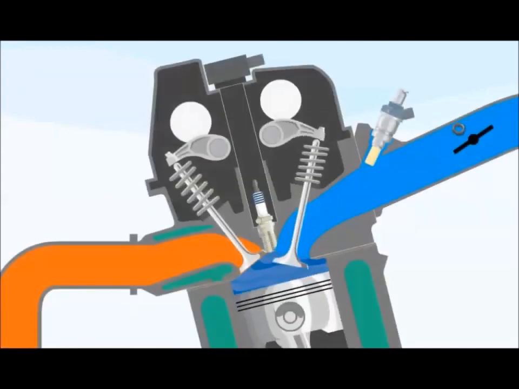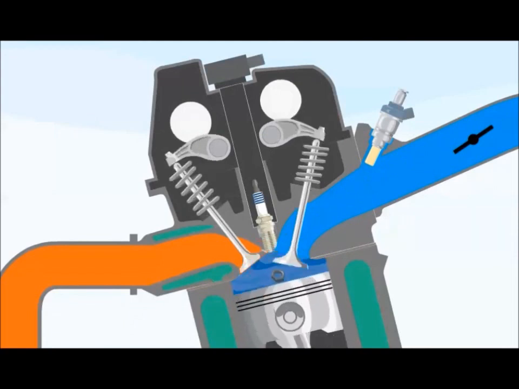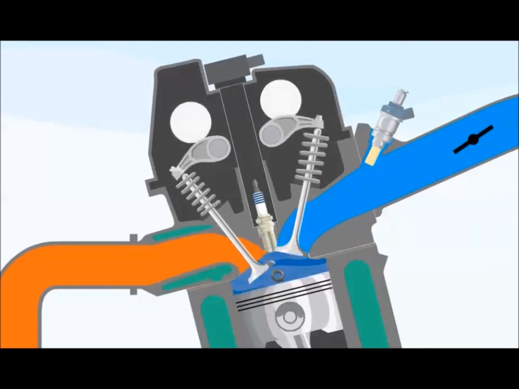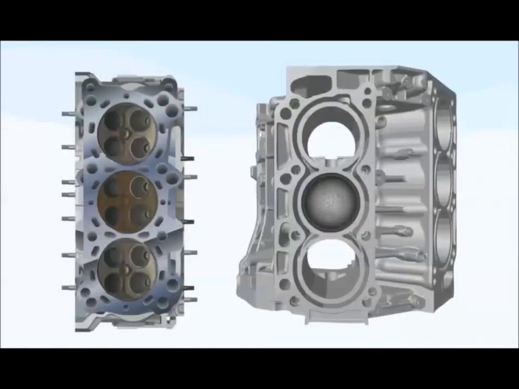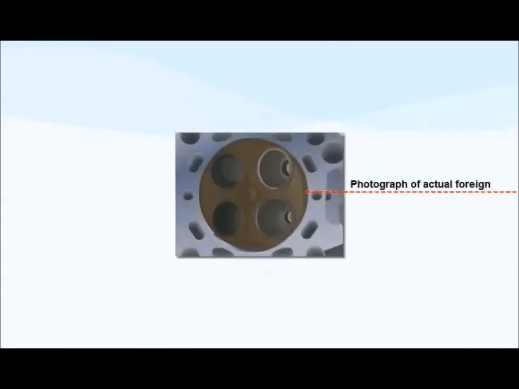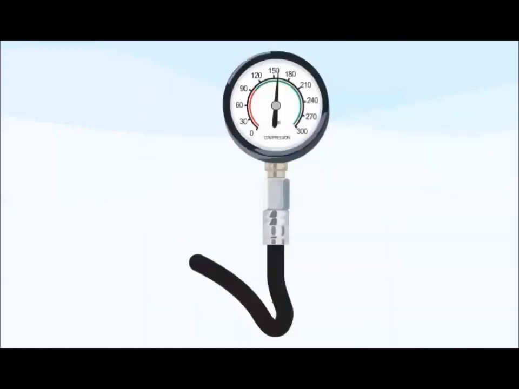A foreign object sucked into the engine can cause internal damage. When this occurs, piston movement crushes the part against the cylinder head. The damage appears as marks on the piston top and combustion chamber. In addition to marring the combustion chamber, foreign objects may also damage the valve face or seat, increasing cylinder leakage and reducing the compression reading.